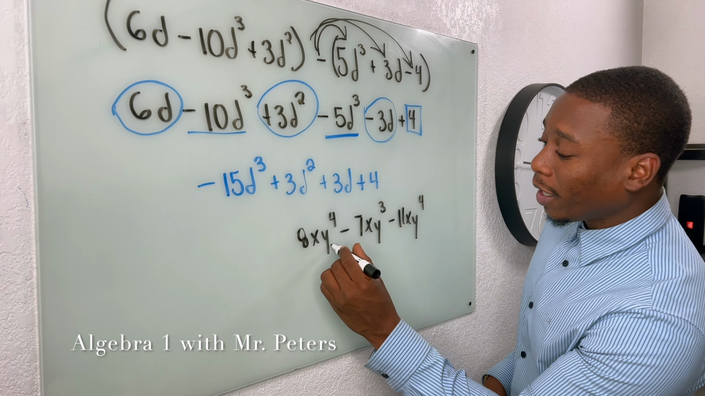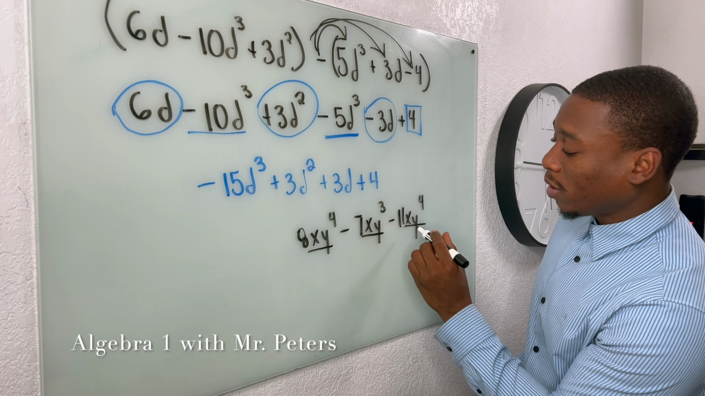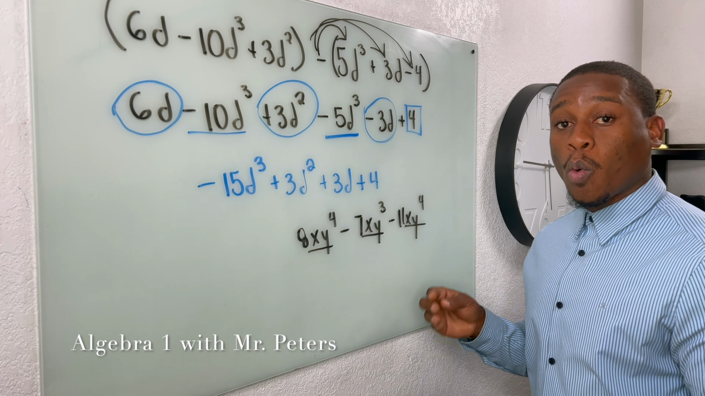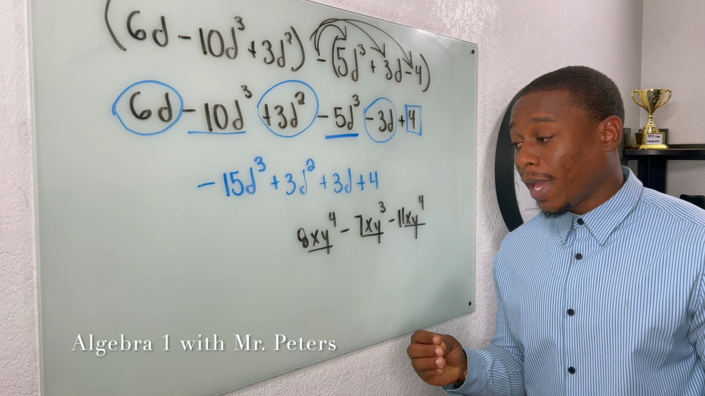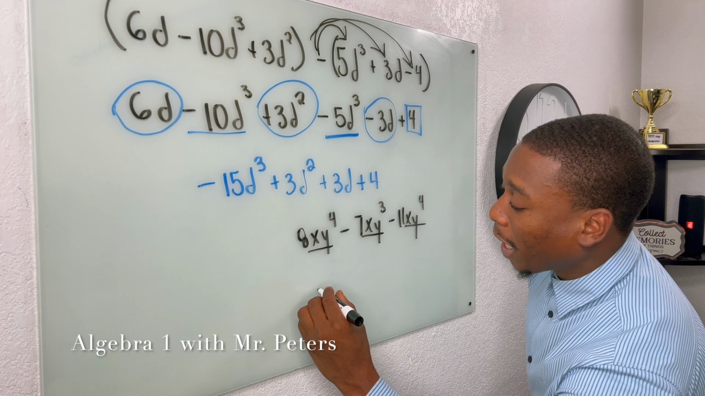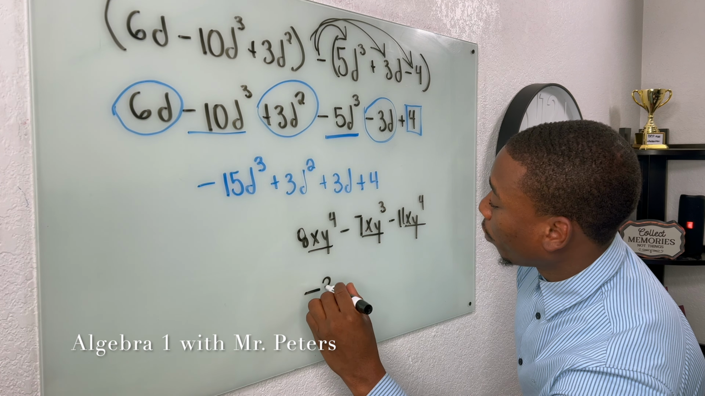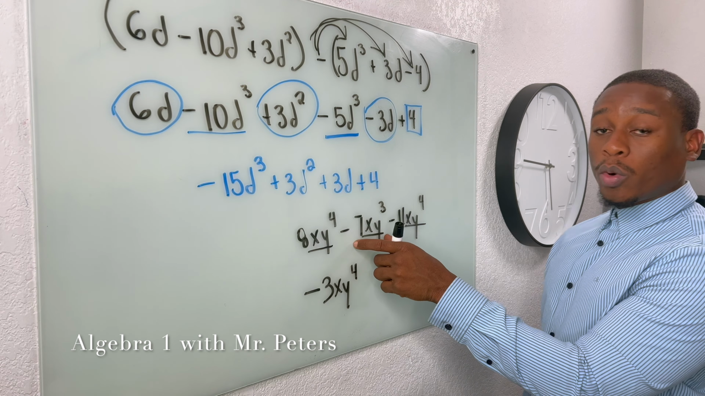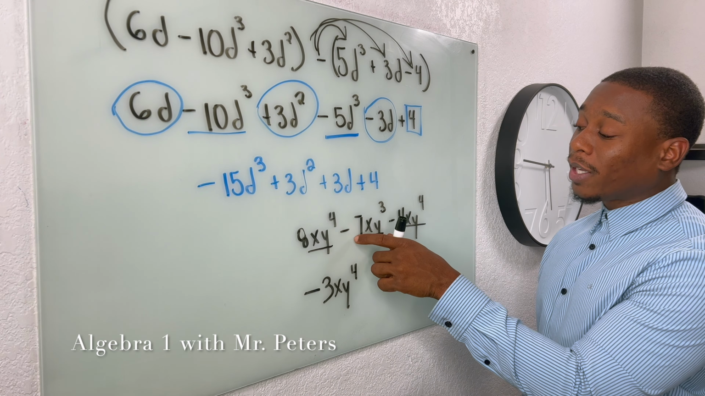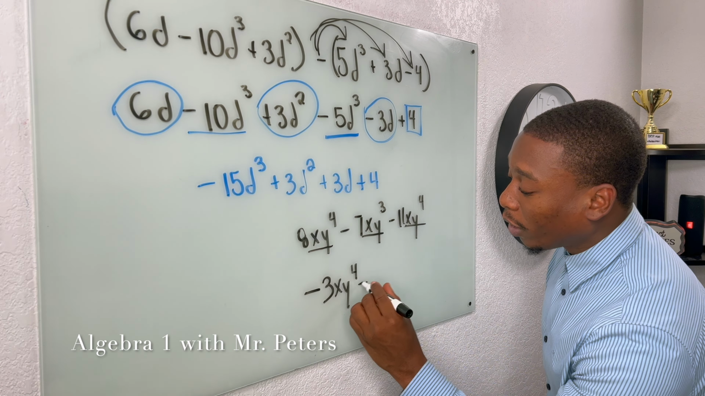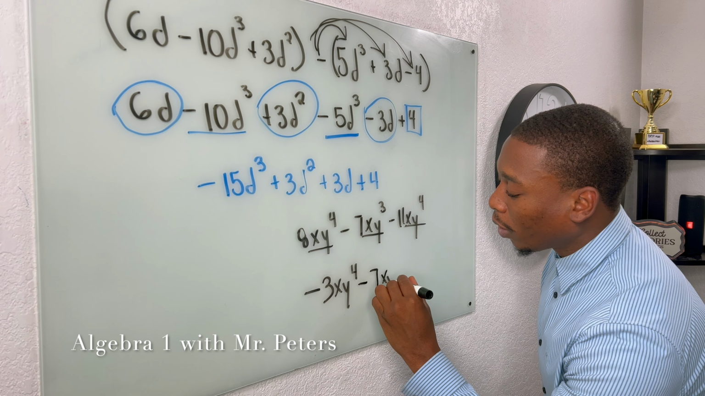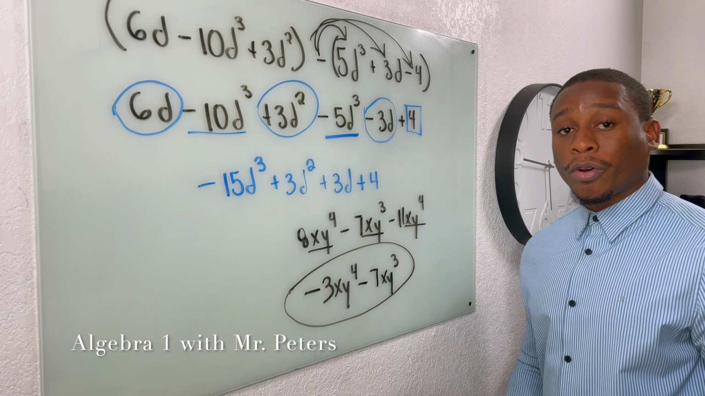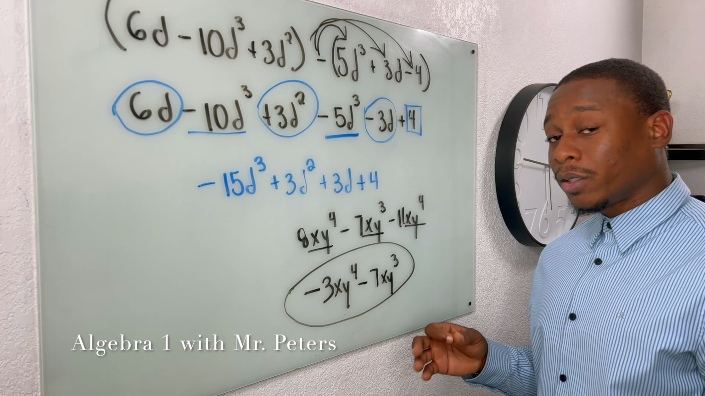If we look at the x, y, and the exponents, only the first and last term had the same exact x and the same exact y. So that's the only thing we can add. So once I combine, I would have negative 3xy to the fourth. And because there's no other term with xy to the third, we're going to bring this down. And our final answer would be negative 3xy to the fourth minus 7xy to the third.